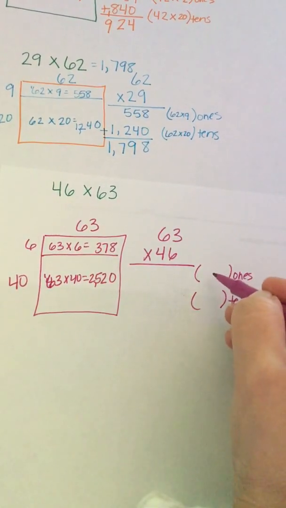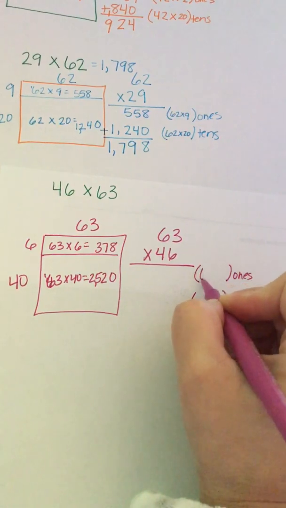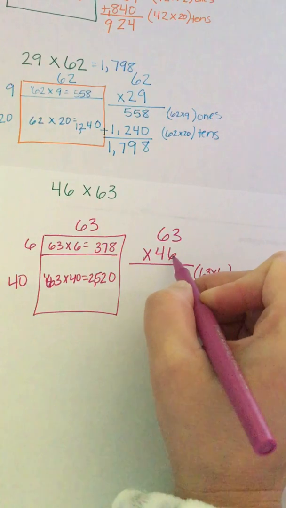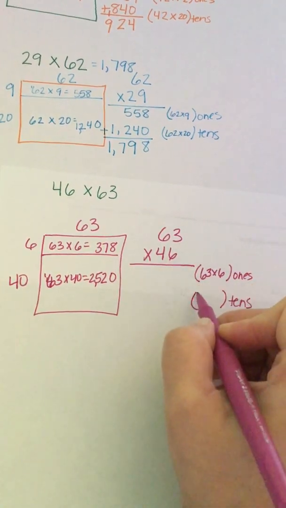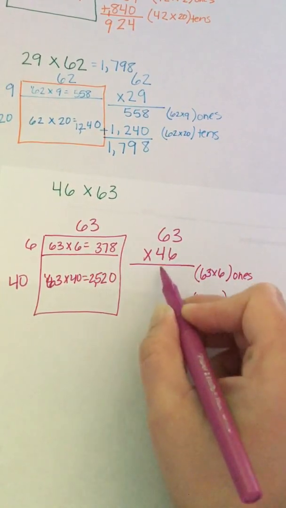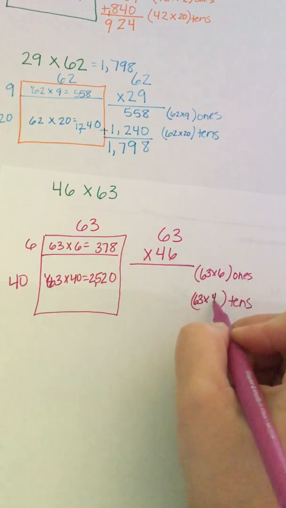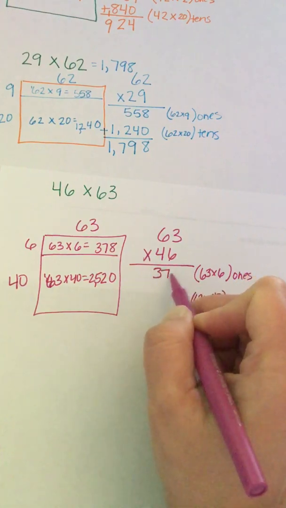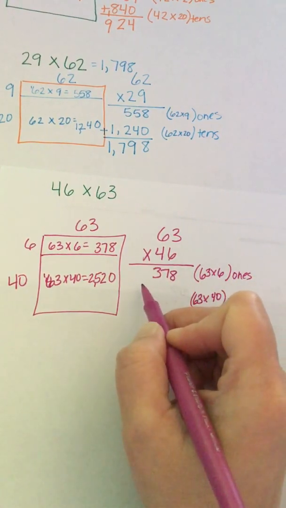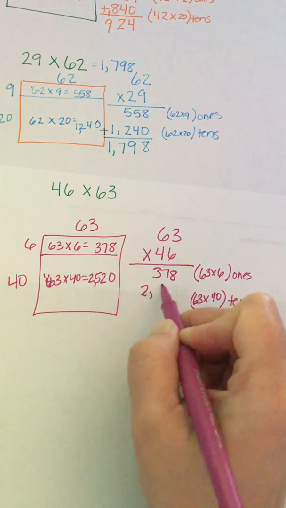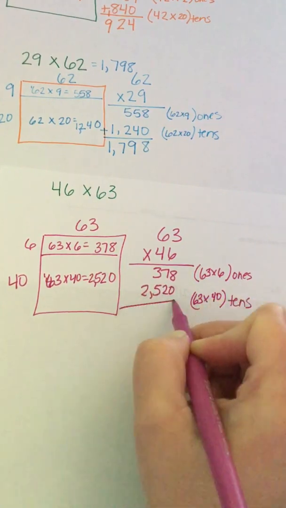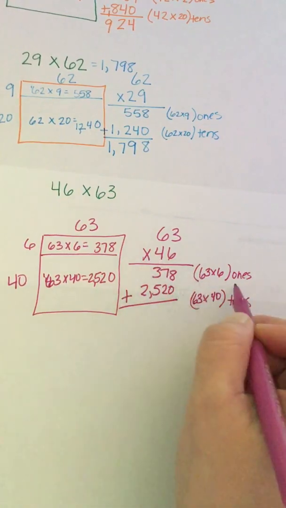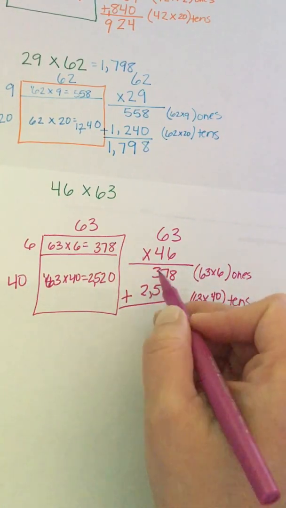The numbers I'm multiplying for my ones is 63 times 6. Up here it's going to be 63 for my tens times 4 tens, which is 40. I already know that 63 times 6 is 378, and that 63 times 40 is 2,520. And because I'm following my standard algorithm, I have to add it. So I multiplied my ones, I multiplied my tens.